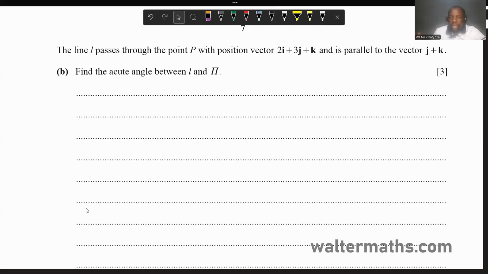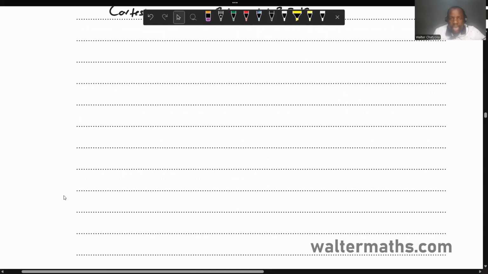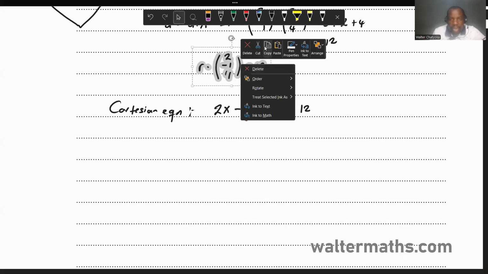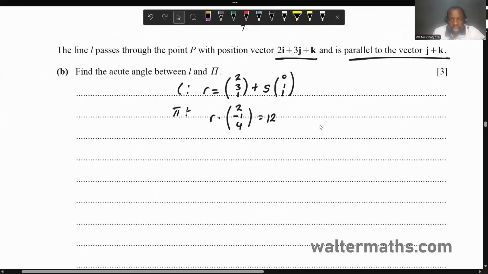So we need to find the equations first. The equation of the line L: they say it passes through this point, so r equals (2, 3, 1), and it's parallel to j plus k, which is the direction vector, so plus s of (0, 1, 1). Then pi is the equation we got earlier. I'll just take this form of it and paste it down here. So these are the two things that we have.